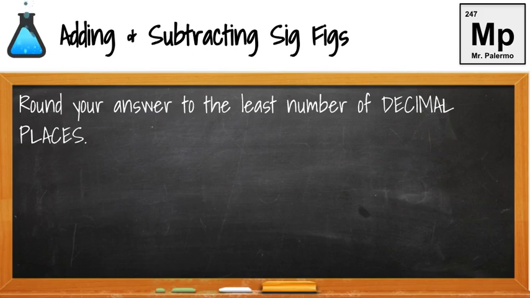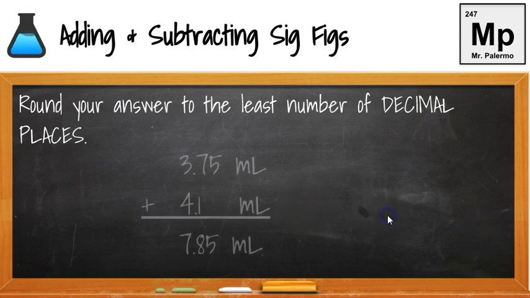So let's look at adding and subtracting calculations first. What do we round to when we add or subtract? We're going to round our answers to the least number of decimal places, meaning the least precise place value. Let's see an example.